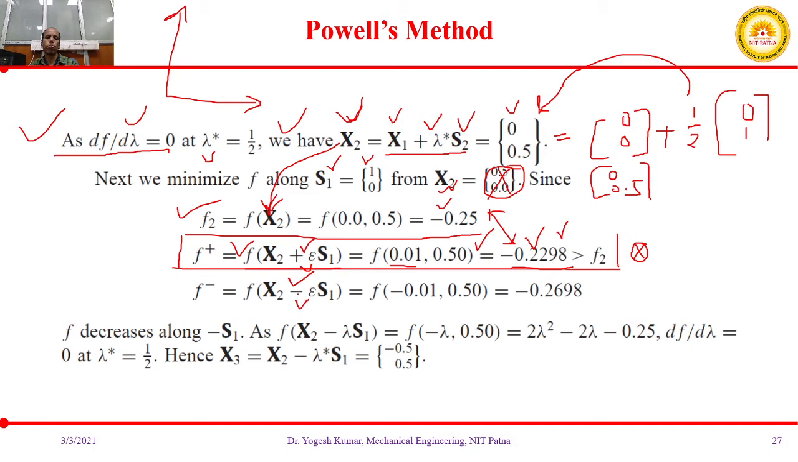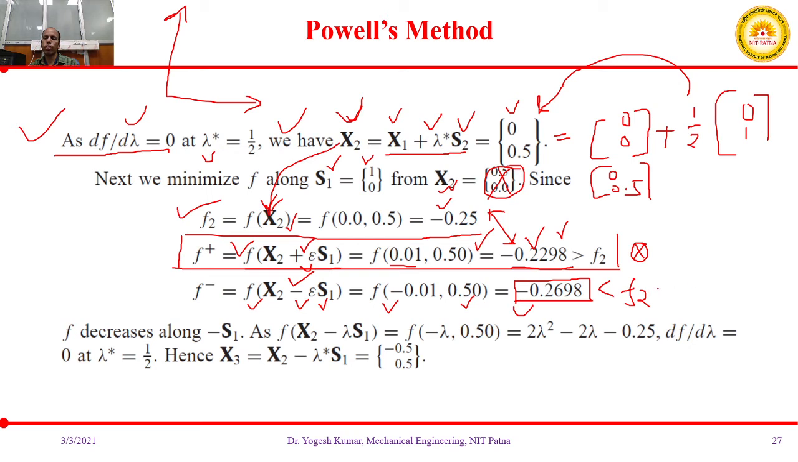So now we have x2, and the new point is x2 minus epsilon s1. Here you will get the values of x1 and x2. These are minus 0.01 comma 0.50, and you are getting the value of function as minus 0.2698. If you compare this value with your value of function at x2, what you can see is that this value is less than f2.